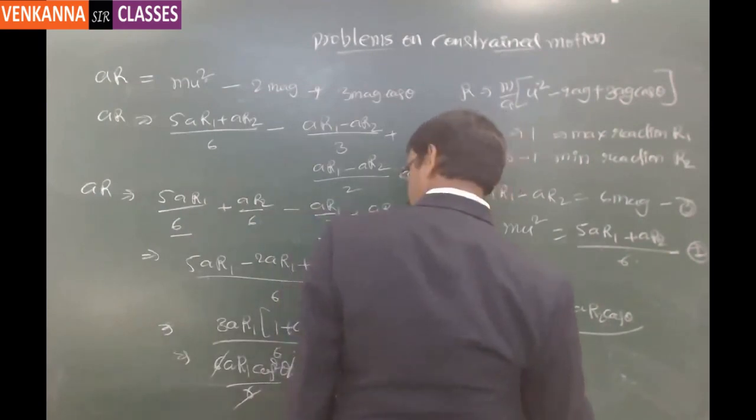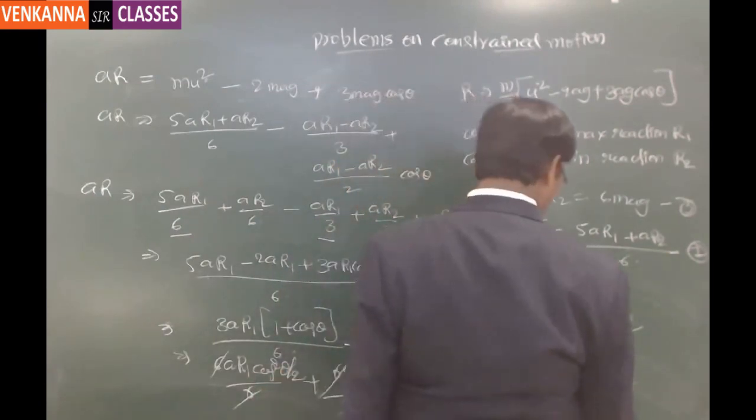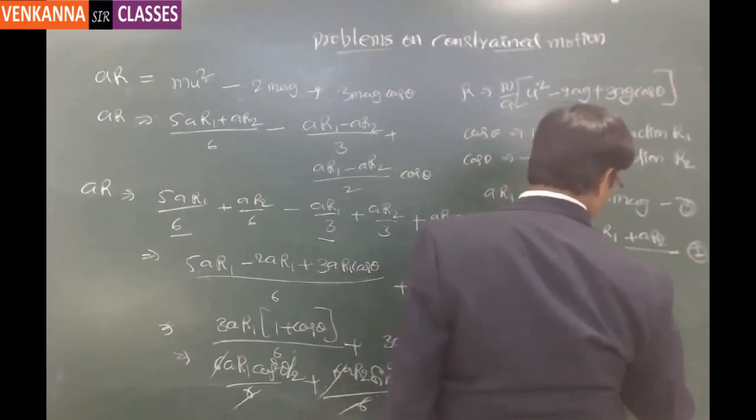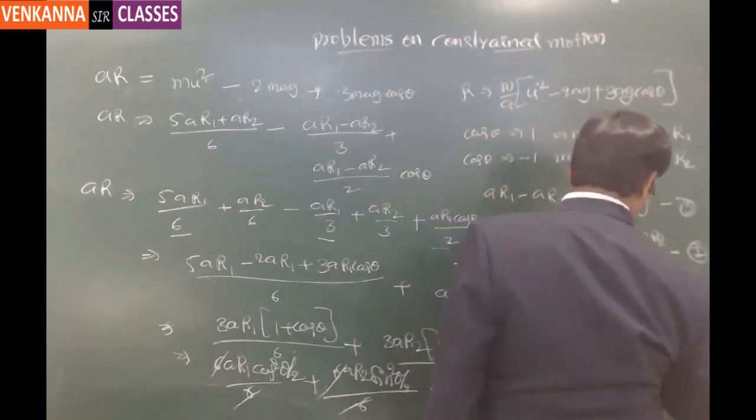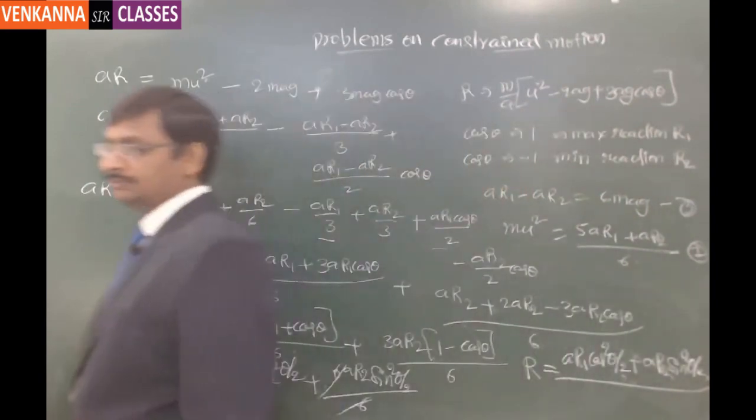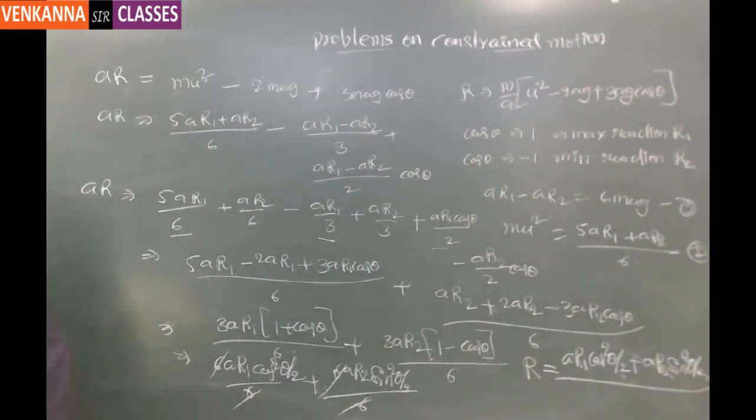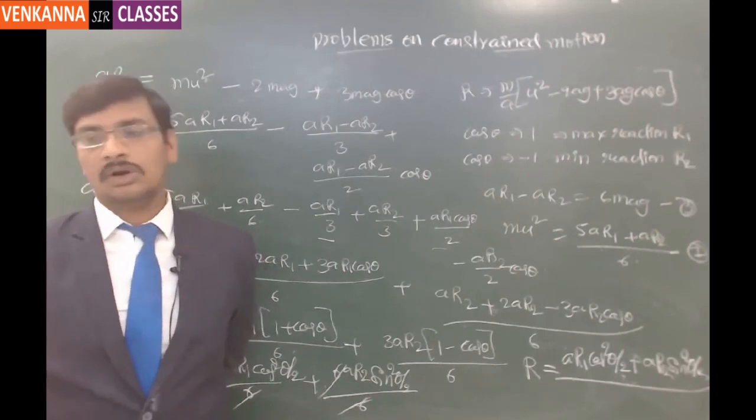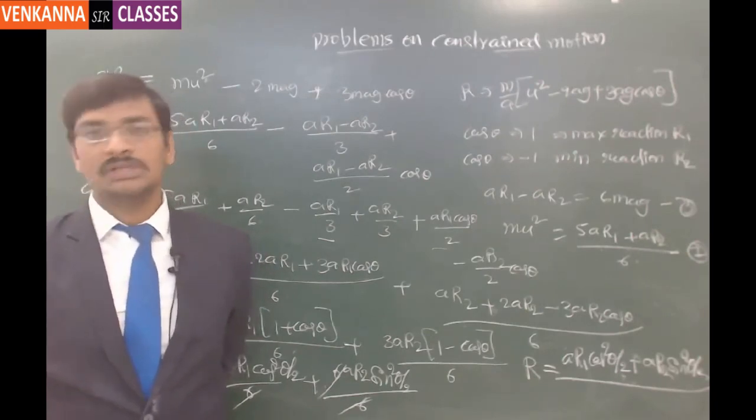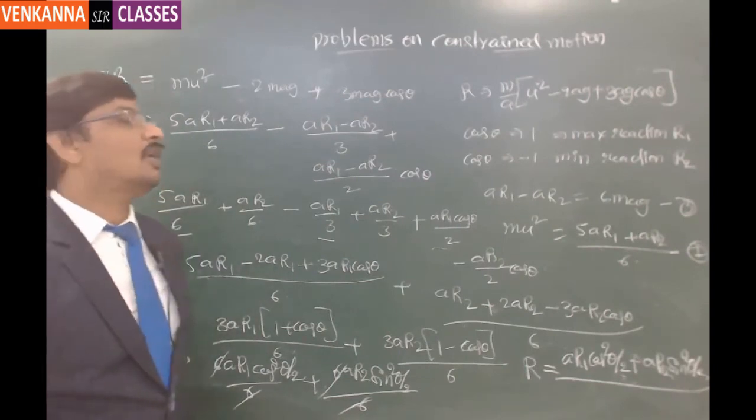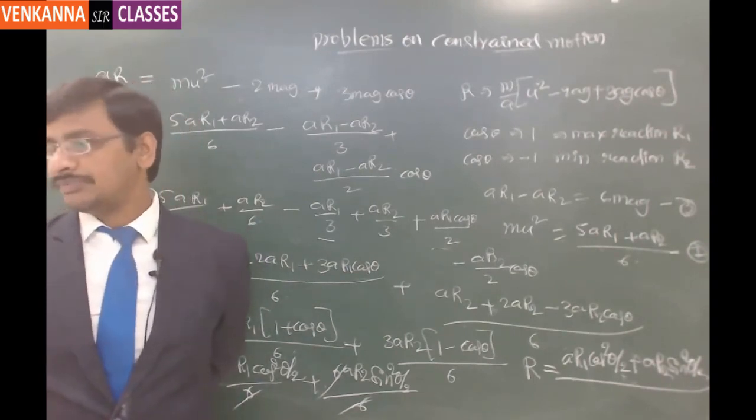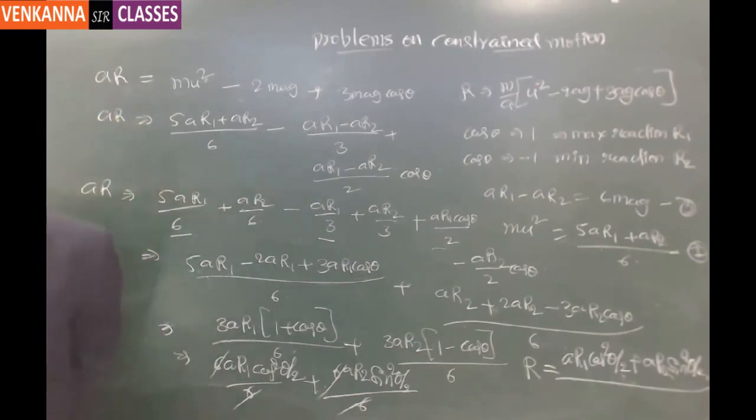R is equal to aR1 cos square theta by 2 plus aR2 sin square theta by 2. So this is the answer. Got it? This is how you will be playing with the fundamental relation of the reaction, or the tension, or it may be the velocity relation. Nothing more than that. Whatever the case, it will always be in a similar manner. The only thing is you should be analyzing those equations. Clear? Any questions on this?